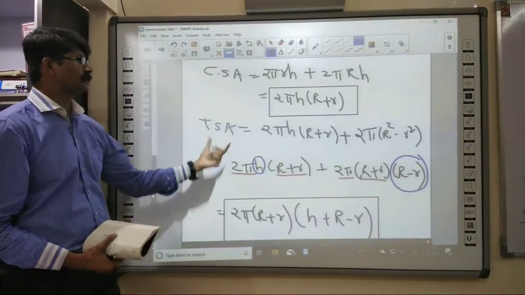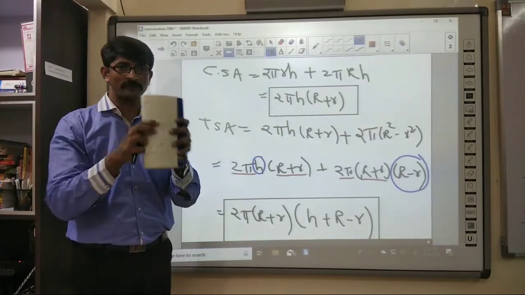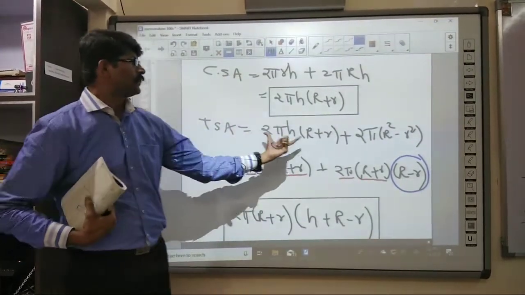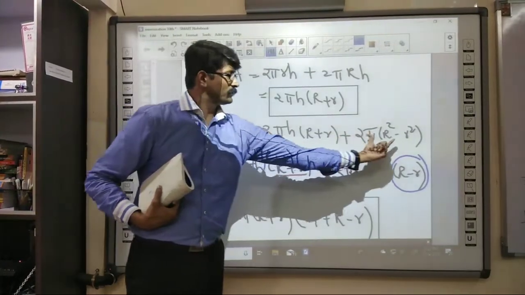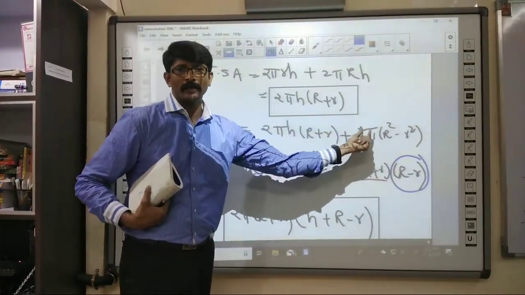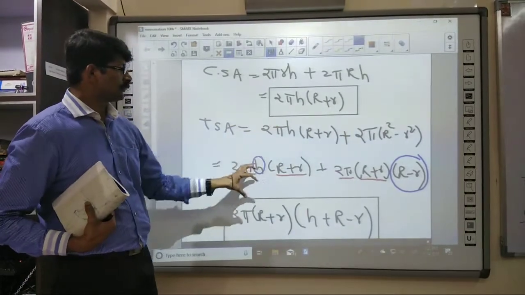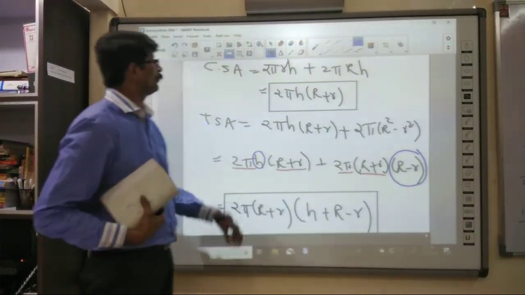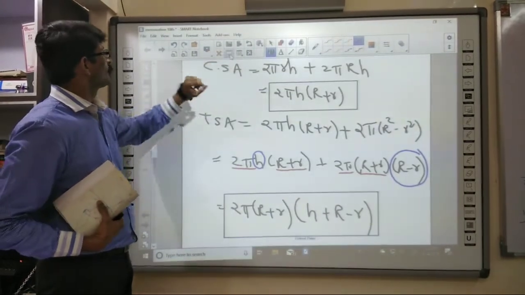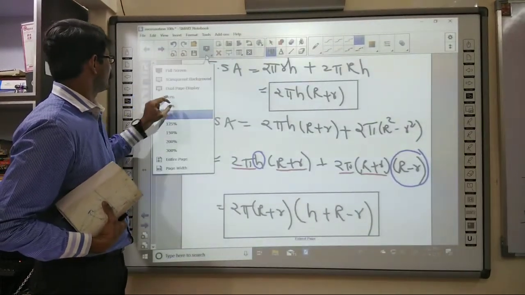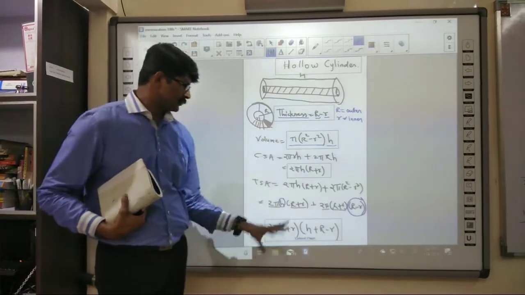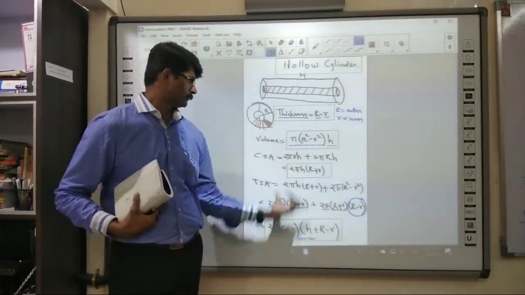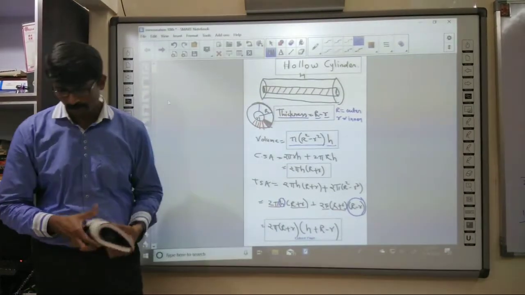Then what is the total surface area? Total surface area would be, of course, the curved surface area, the top ring and the bottom ring. So just add together the curved surface area plus the area of the two rings, the top one and the bottom one. You can do a little bit of factorization and finally you're going to get this huge formula. Since this is like a revision class, I am not explaining that in detail. So guys, you can pause the video and copy down these formulas quickly.